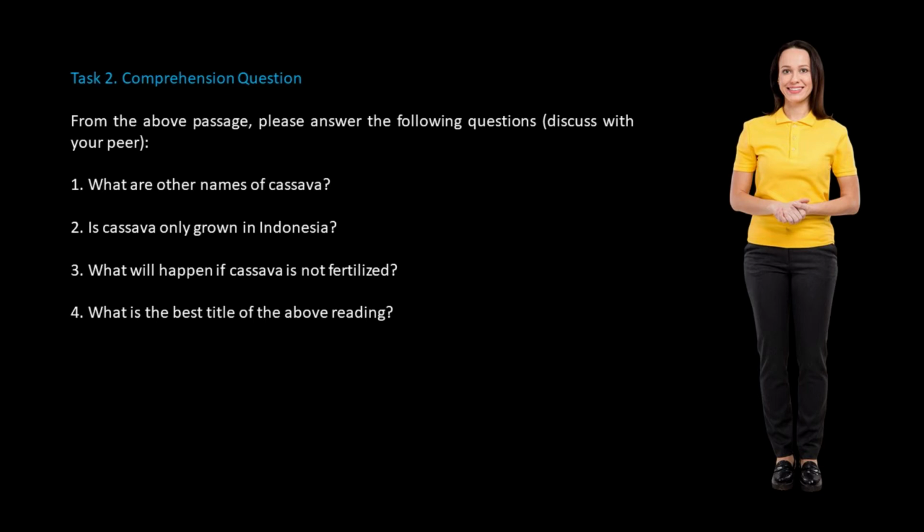Task 2. Comprehension question. From the above passage, please answer the following questions. Discuss with your peers. 1. What are other names of cassava? 2. Is cassava only grown in Indonesia? 3. What will happen if cassava is not fertilized? 4. What is the best title of the above reading? Please do the task. You can pause your video while completing the task.